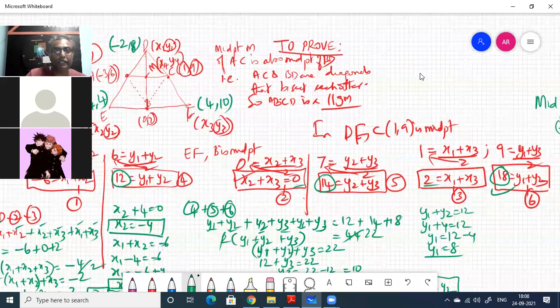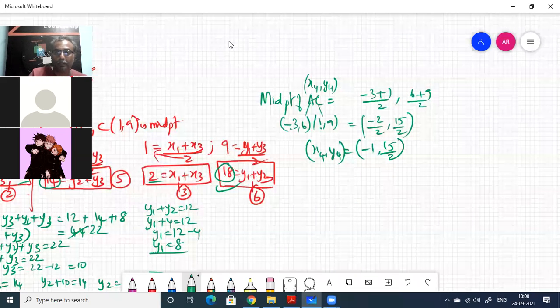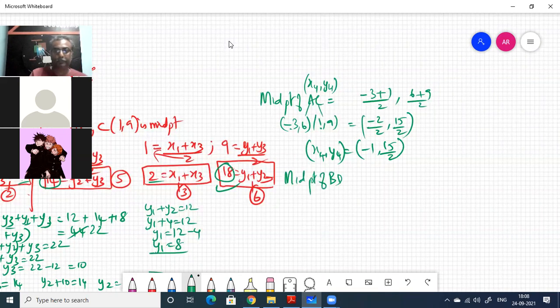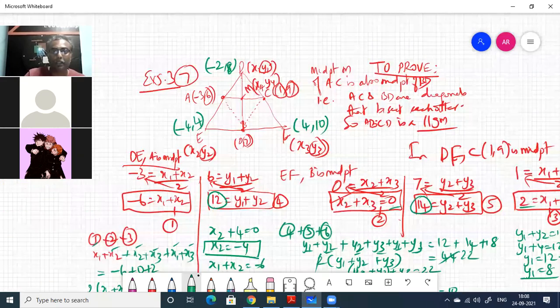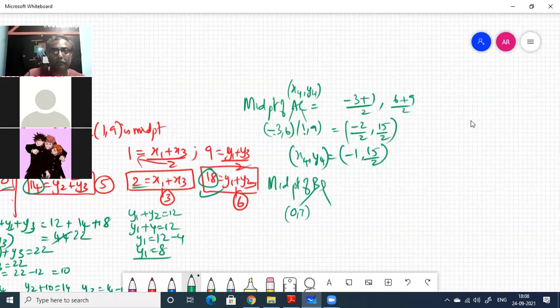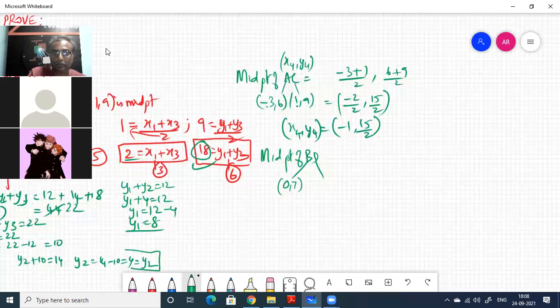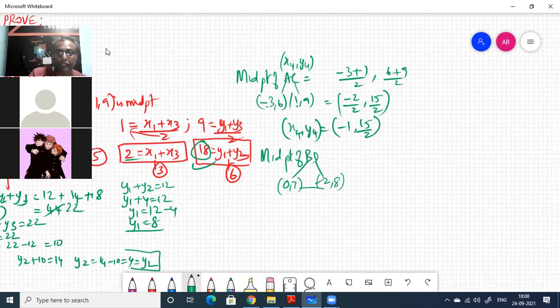Now BD you have to take and see if the same midpoint is coming. So, midpoint of BD now you take. Okay, what is B? What is D? B is 0 comma 7. What is D? D is minus 2 comma 8. Minus 2 comma 8. This line. Okay. Now midpoint of BD, that also must be x4 comma y4.